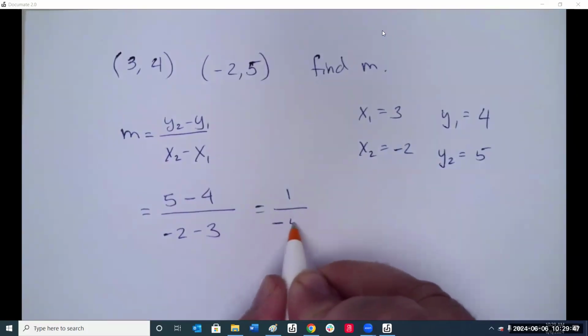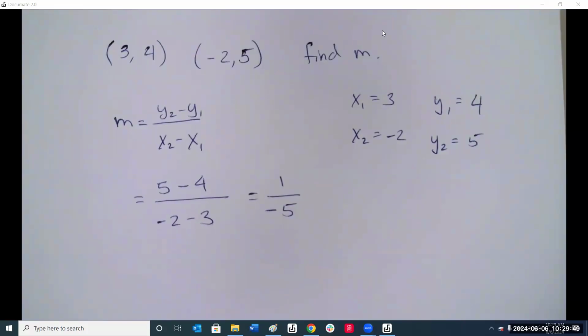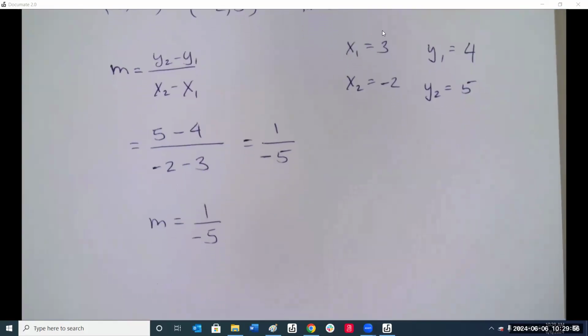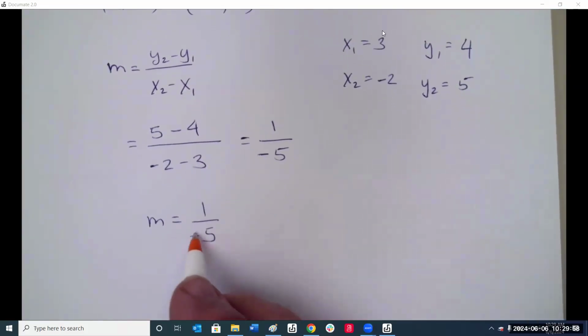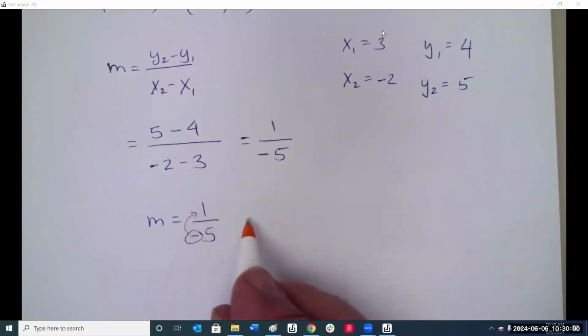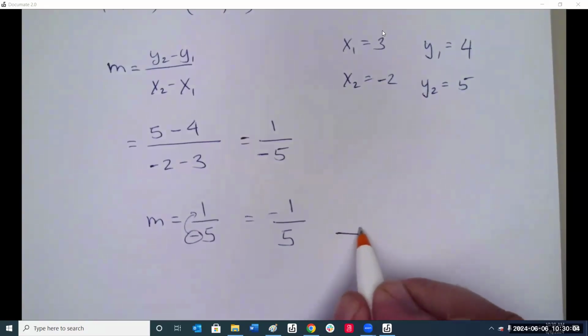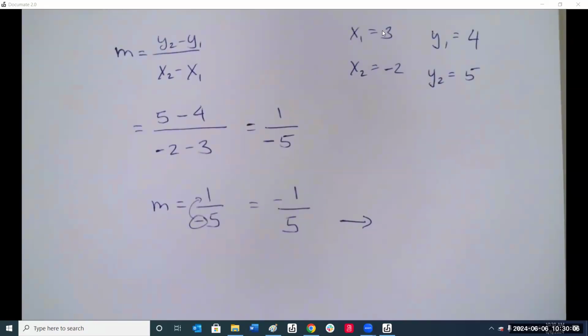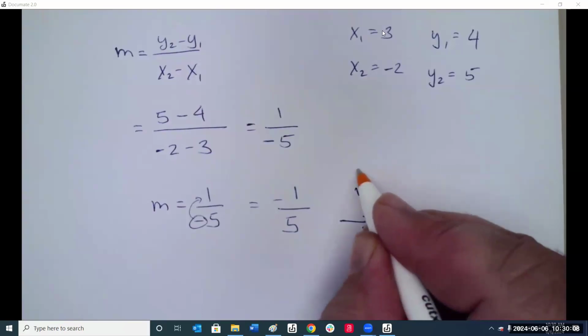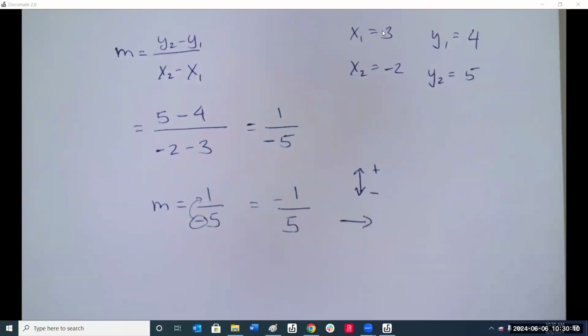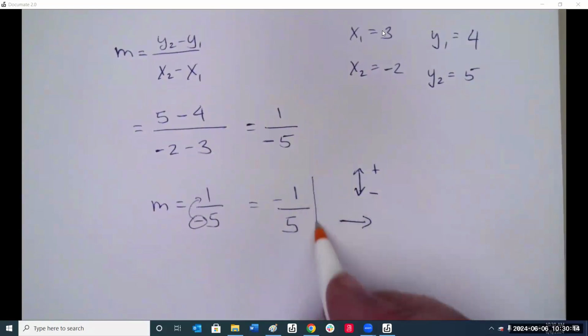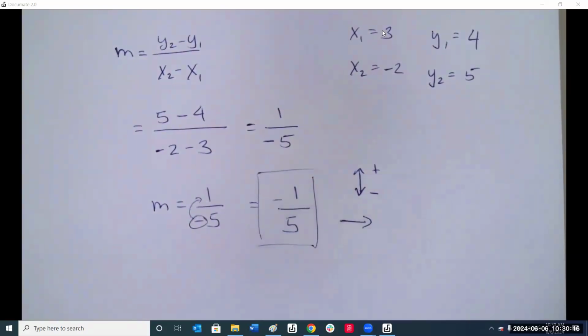They're both negative. So is that your slope? No. Negatives always go on top. The bottom number is always to the right, so it has to be positive. The top number is positive or negative. So the way you would write it down would be like that, -1/5.